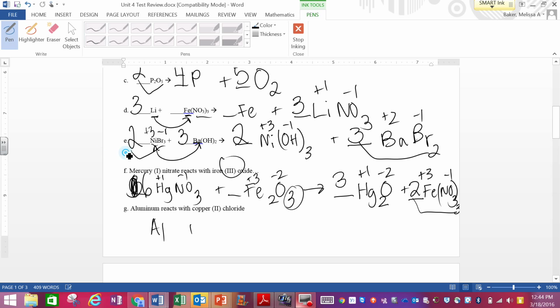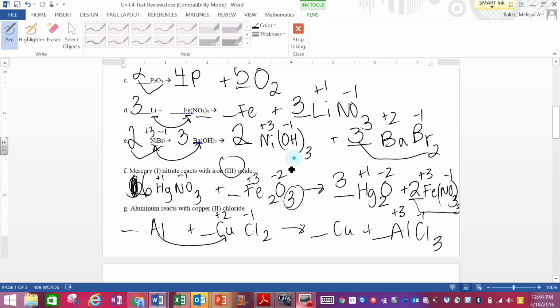Aluminum reacts with copper 2 chloride. Copper's got a plus 2, chlorine's a minus 1, so that's going to be CuCl2. Is aluminum powerful enough to kick out copper? Yes, it is. And now aluminum is going to be with chlorine. Aluminum's got a +3, chlorine's a -1, so that's going to be AlCl3. Make odd numbers even. We're going to need a 2. That makes 6 chlorines, so we need 3 here to make this 6. Now that's 3 coppers and 2 aluminums.